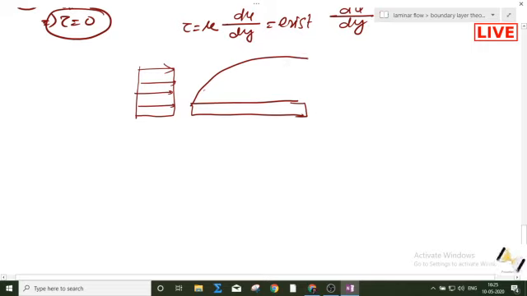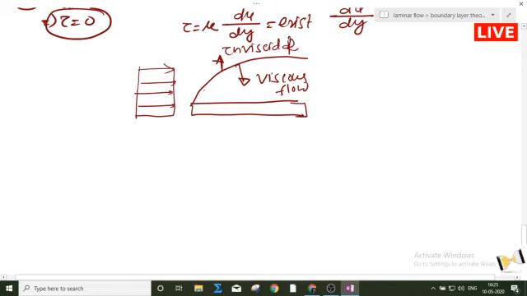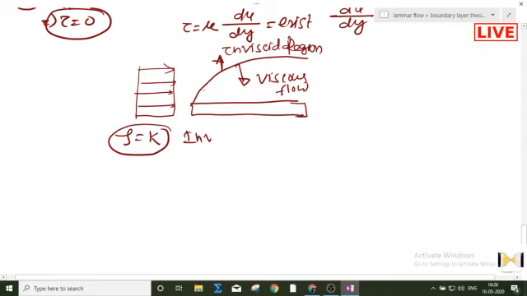This is the boundary layer formation, right? Within it there is what is called viscous flow. Outside of this boundary layer there is an inviscid region, where the viscosity will be 0. If the fluid is incompressible, the density will be constant, and the fluid outside of the boundary layer is inviscid. That is what is called an ideal fluid.